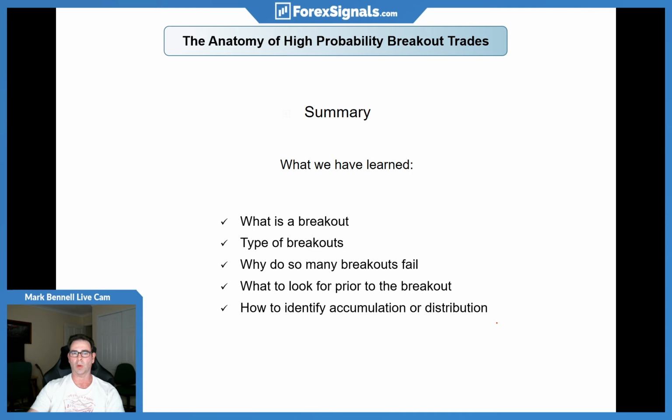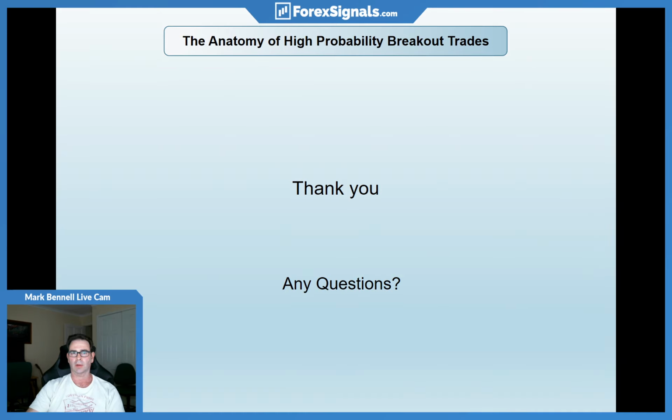So we had a quick look at how to identify accumulation or distribution from our VSA, let's call it, volume spread analysis, or a volume analysis, and what to look for. So we learned what are the best types, where do they occur. There you go. All right. Any questions, folks?